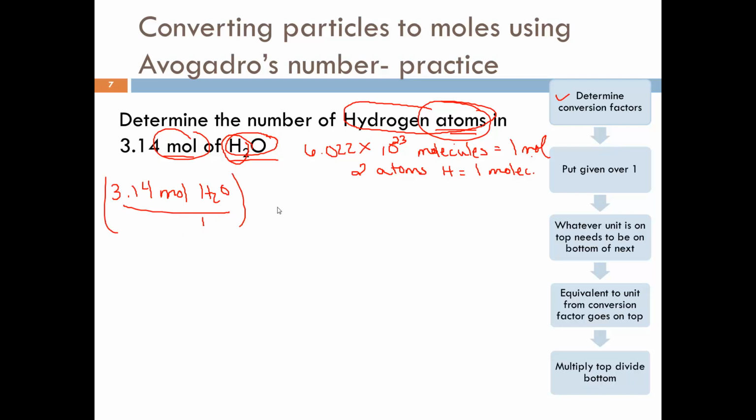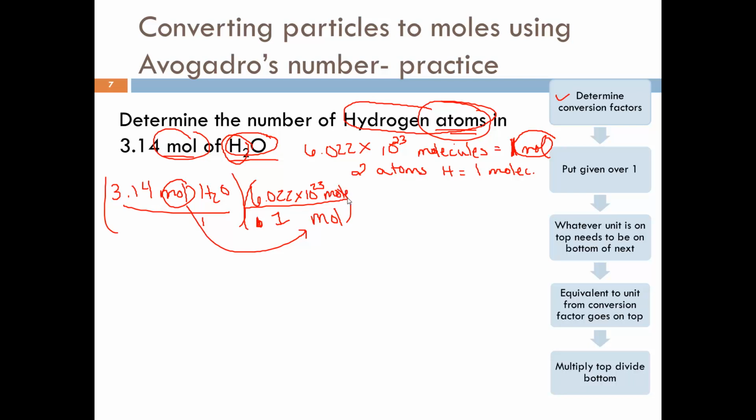We have moles on top, which means I want to put moles on the bottom of the next one. Here it is in the equation. That equals 6.02 times 10 to the 23rd. I'm sorry, the number 1 goes with moles. And that equals 6.02 times 10 to the 23rd molecules.